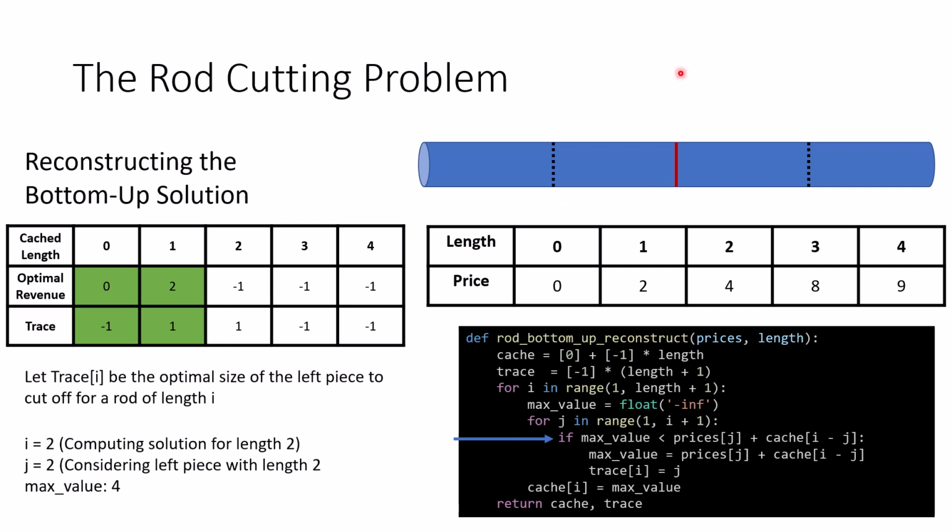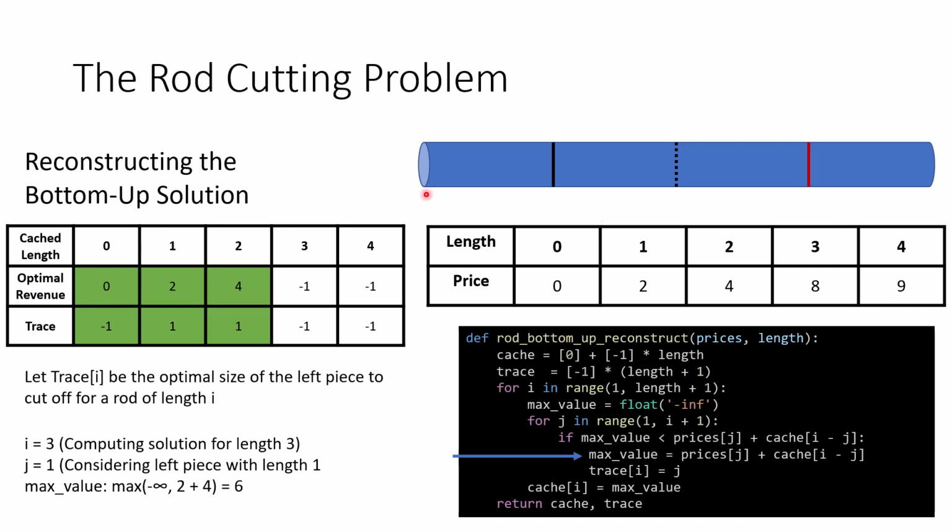Let's suppose we don't cut the rod and we want to have trace at i equal to 2. That's what that would correspond to, having a left piece of size 2. Well, does that get a better value? No, because we're just going to get 4 plus our cache length of 0, which is 4, which is not better. So therefore, we're just going to not update the trace at all because there's no need. Okay, so this is going to be the value of our table.